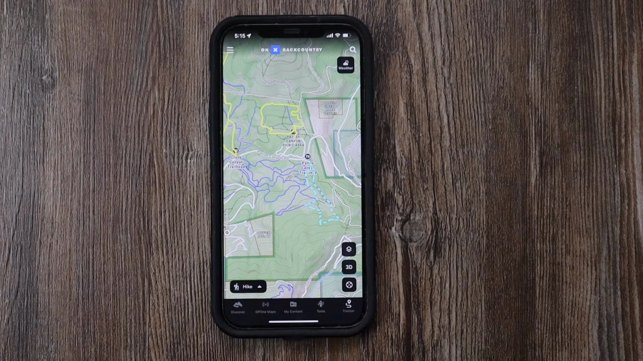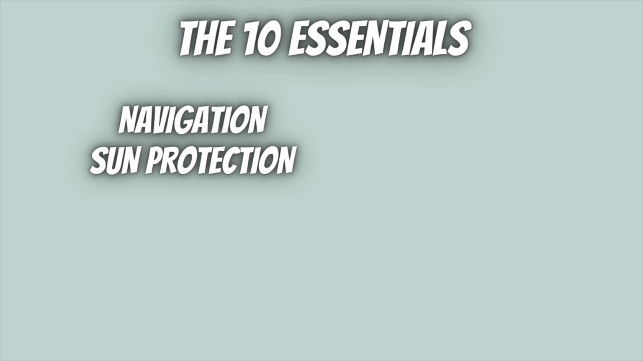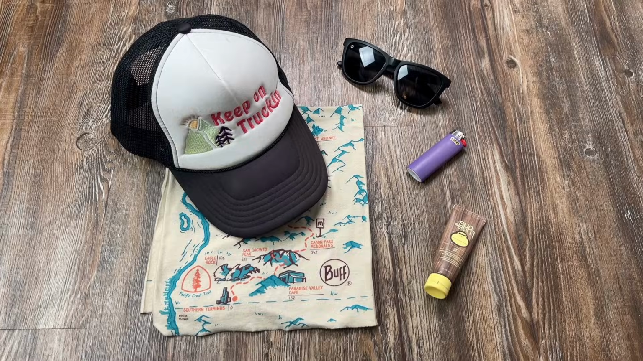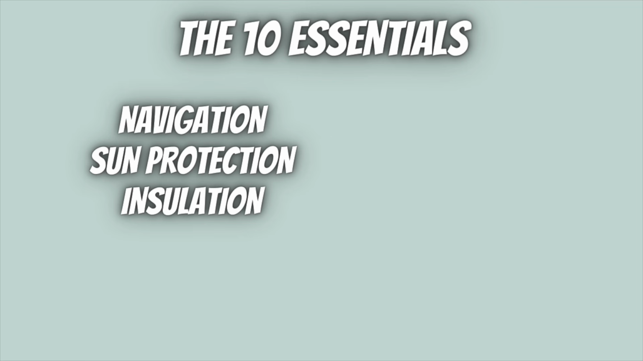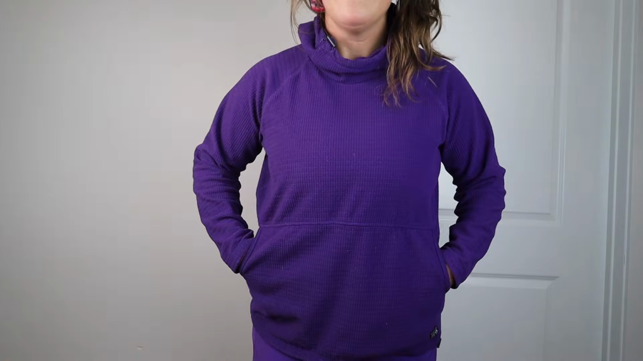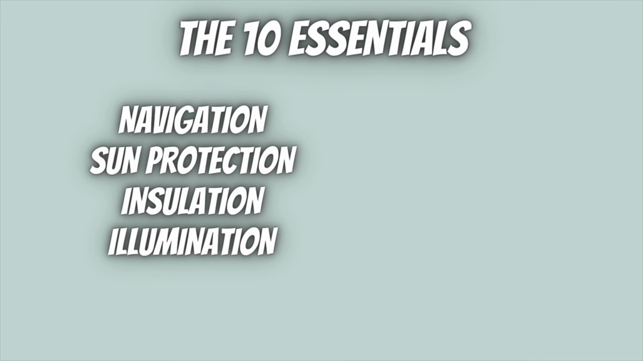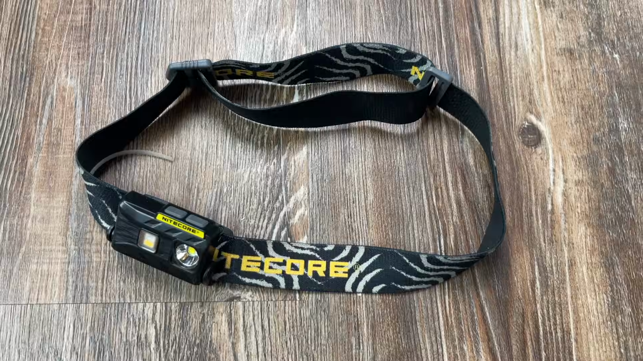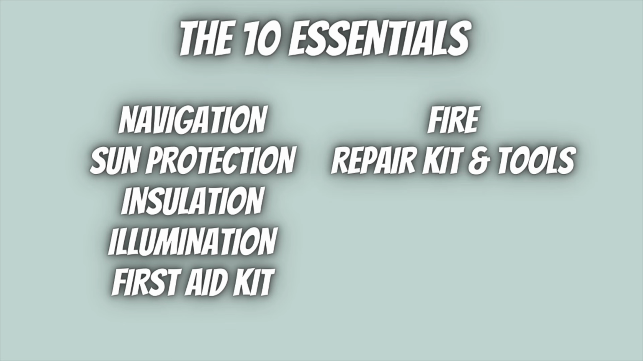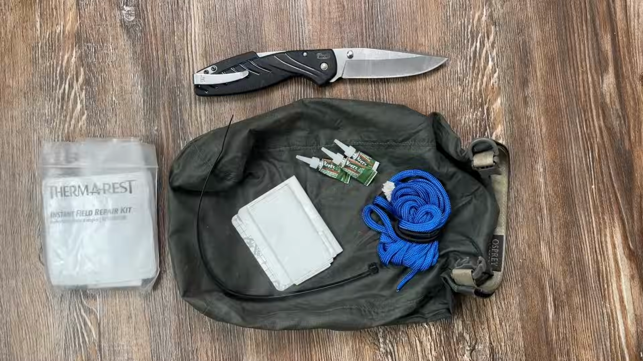The 10 essentials include navigation. I personally love using the Onyx Backcountry app. Sun protection like sunglasses, a sun hoodie, a hat, and sunscreen. Insulation like extra clothing, which for me is a puffy jacket, a fleece, and an extra pair of socks. Illumination, which in my pack is my headlamp, a first aid kit, fire, repair kit, and tools, which would be anything you could use to repair your broken gear with out on trail.